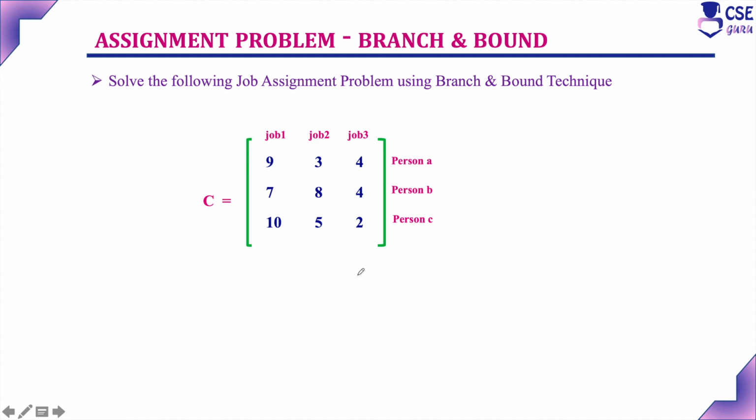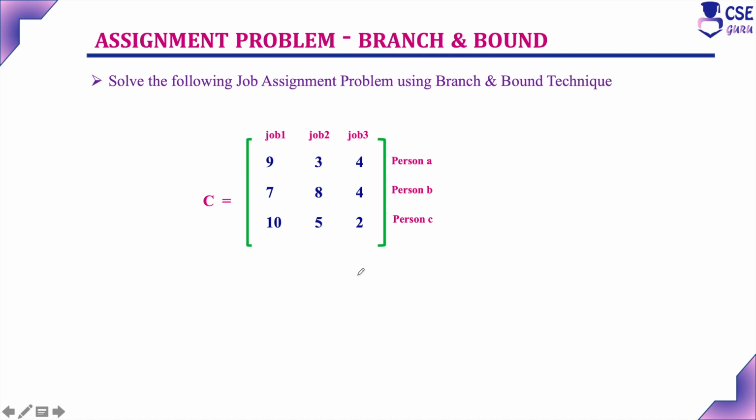What is the assignment problem? The job assignment problem is nothing but assigning one job to one person such that the main constraint here is that the cost of completing all the jobs should be minimum. And this problem we are going to implement using the branch and bound technique by constructing the state space tree.